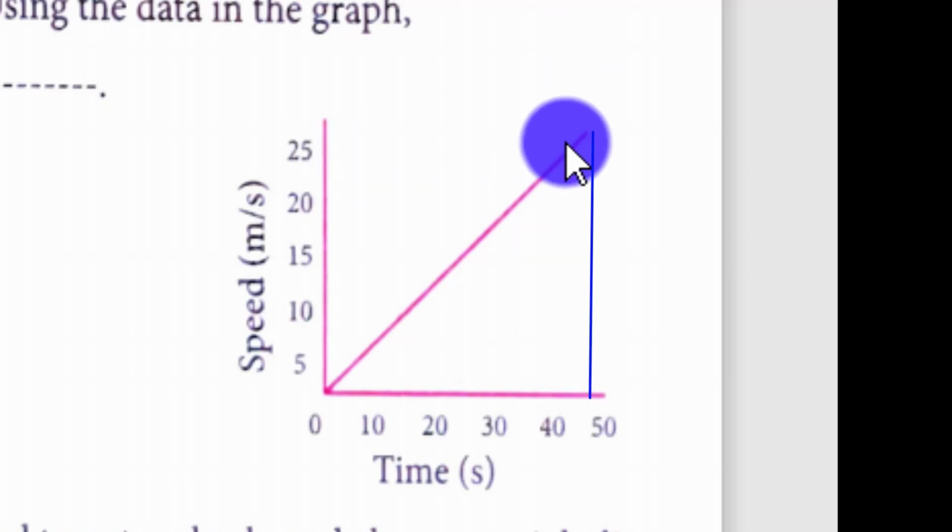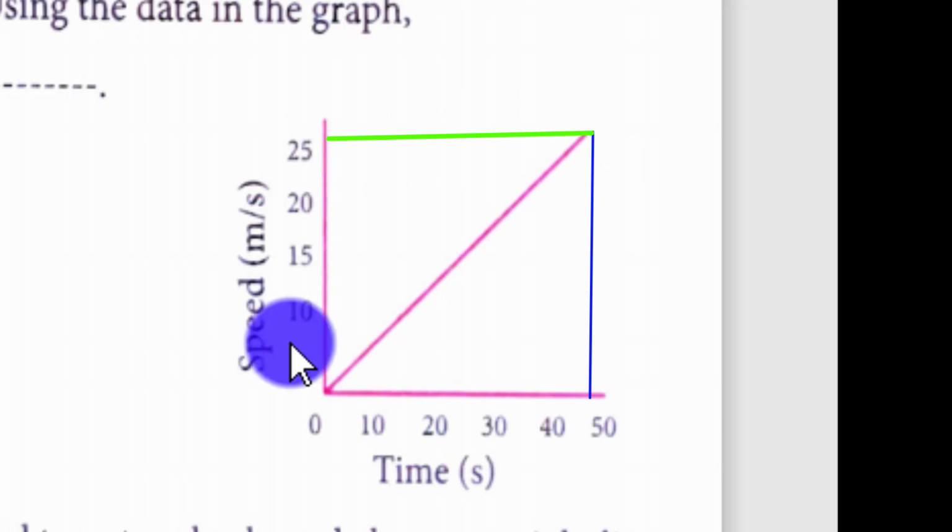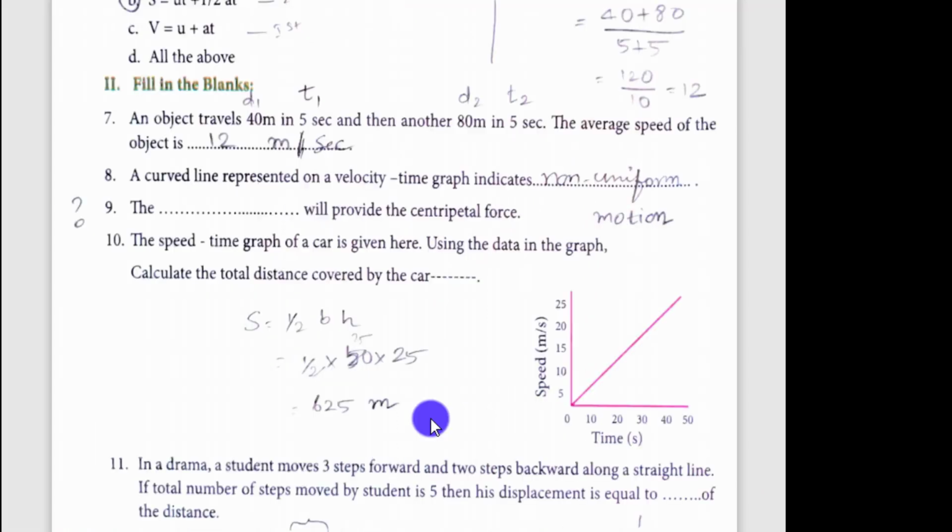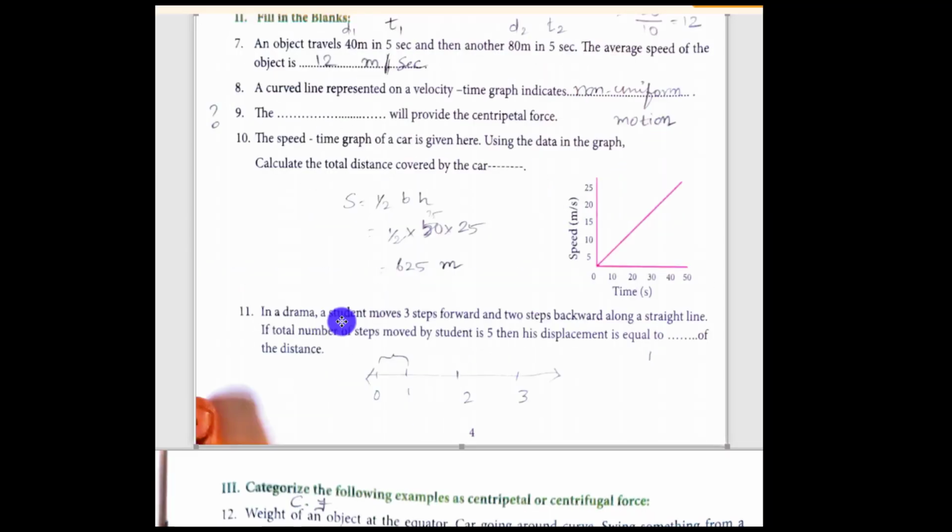It will be 25. Draw a line here, it will be 25. Then the time 10, 20, 30, 40, 50. This is the base. Then write the base here. Then what's the answer? If you strike it out all those things, then you will get 625 meter.